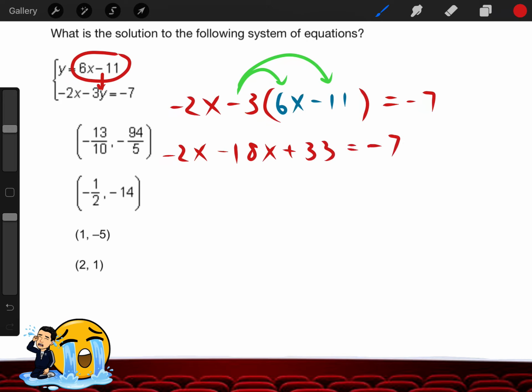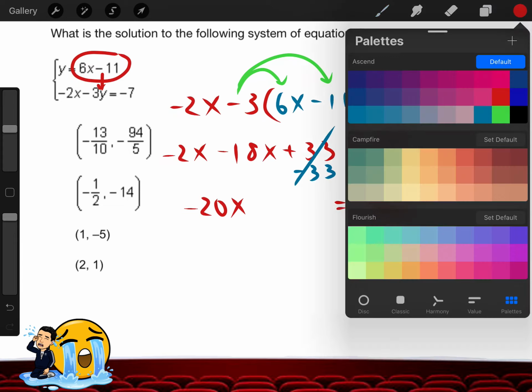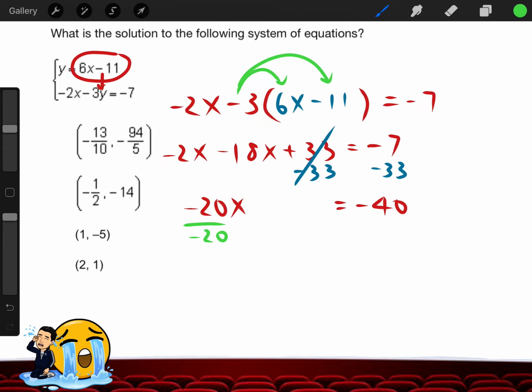All right, so let's combine the like terms. So I'll be negative 20x plus 33. Okay, you know what? That just saves some space. So let me subtract 33 on both sides. Cancel that out. So I got negative 20x equals negative 40. So now you can just divide it by negative 20 on both sides. Isn't that a beauty? You got x equals positive 2. Here we go.